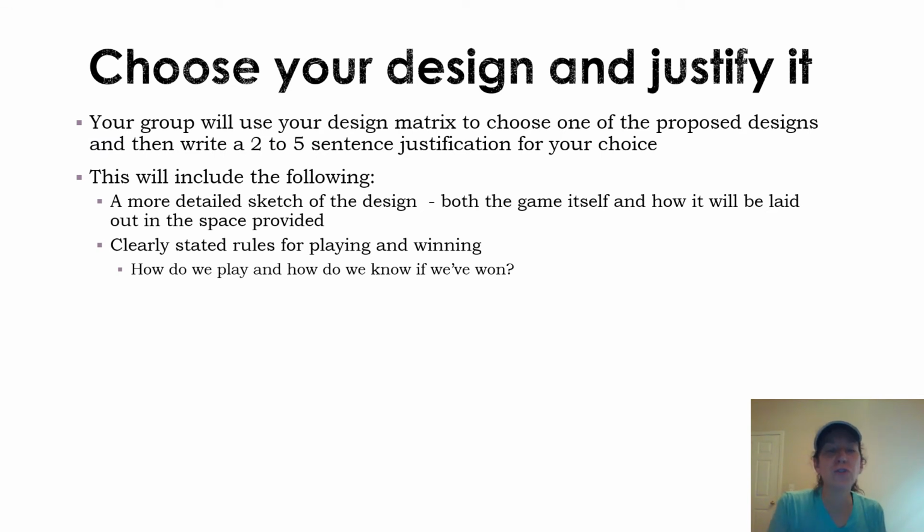So your group will use your design matrix to choose one of the proposed designs and then write a 2 to 5 sentence justification for your choice. This will include a more detailed sketch of the design, both the game itself and how it will be laid out in the space provided. And you will also, at this point, state the rules for playing and winning. You want to answer the question, how do I play this and how do I know if I've won? So that will go along with your decision.